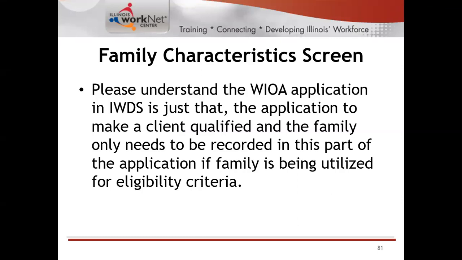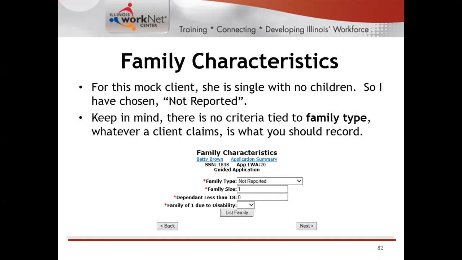As this paragraph says, please understand the WEO application in IWDS is just that, the application to make a client qualified, and the family only needs to be recorded in this part of the application if the family is being utilized for eligibility criteria. For this mock client, she is single with no children, so she chose to report not reported. Keep in mind, there is no criteria tied to the family type. A lot of times we get questions about the family type, such as why do they say not reported or not family?